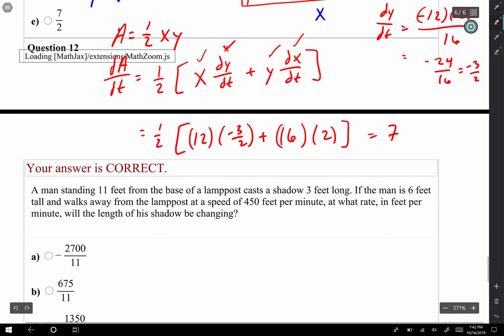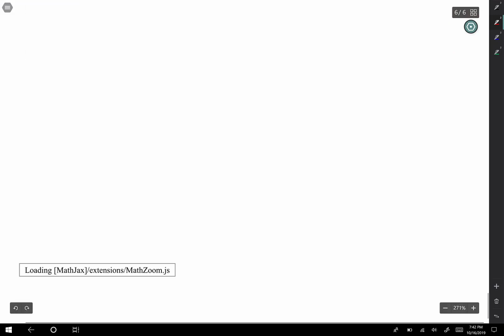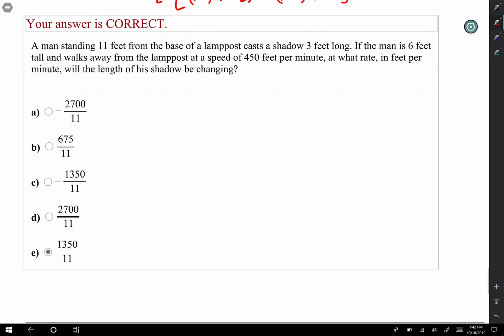All right, let's go to the next one. Is this the last one? Last one, hallelujah. All right, a man standing 11 feet from the base of a lamppost casts a shadow 3 feet tall. If the man is 6 feet tall and walks away from the lamppost at a speed of 450 feet per minute, at what rate in feet per minute will the length of his shadow be changing?